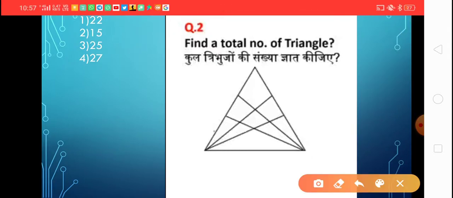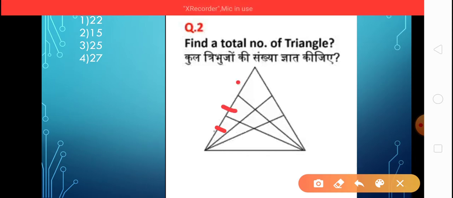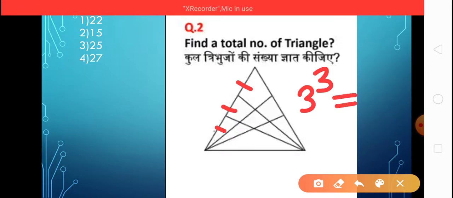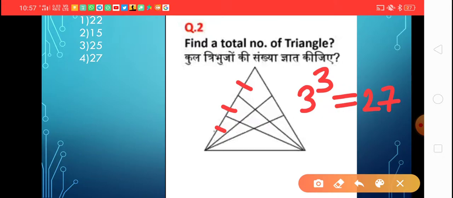It's too simple. We just count how many parts there are, that is 3. 1, 2, 3. So the formula will be 3 cube, and what is 3 cube? It is nothing but 27. So our answer comes out to be 27. So option number 4 will be correct, that is 27.